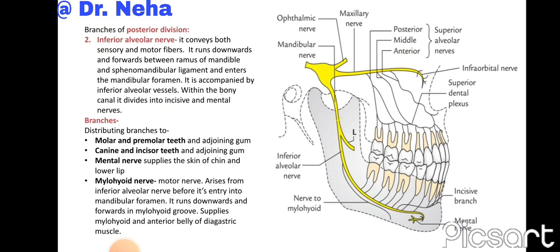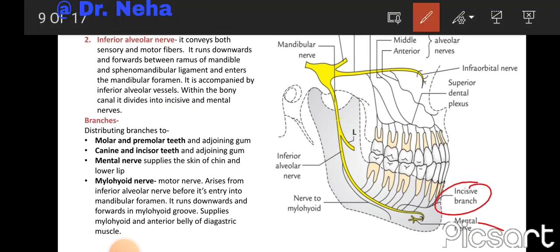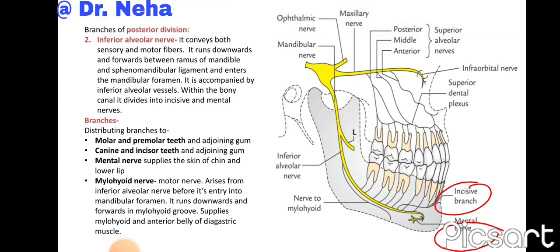Second branch from the posterior division of mandibular nerve is inferior alveolar nerve. It conveys both sensory and motor fibers. It runs downwards and forwards between the ramus of mandible and sphenomandibular ligament and enters the mandibular foramen. It is accompanied by inferior alveolar vessels. Within the mandible, it divides into incisive and mental nerves. So in the diagram we can see the terminal branches of inferior alveolar nerve.